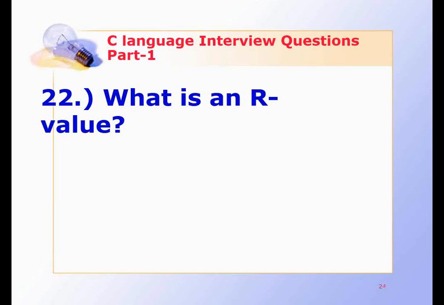What is an R value? An R value can be defined as an expression that can be assigned to an L value. The R value appears on the right side of an assignment statement. Unlike an L value, an R value can be a constant or an expression. An assignment statement must have both an L value and an R value.